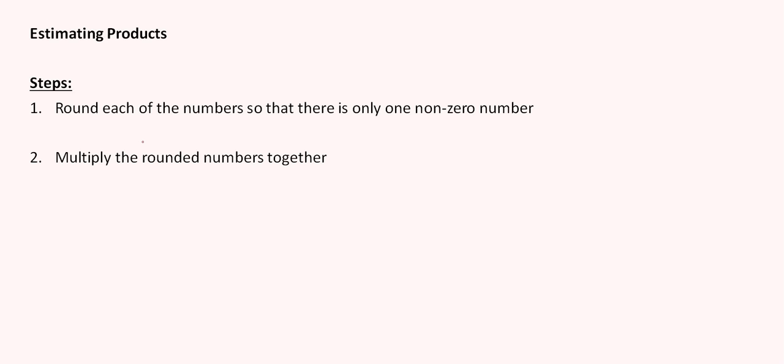So now, when we're trying to estimate products, the first thing we want to do is round each of the numbers so that there's only one non-zero number. Then multiply the rounded numbers together. When we say only one non-zero number, for example, let's assume that we have the number 235. What we're saying here is that when we round this number, there can only be one non-zero number, and that one non-zero number is going to be in this position, and every other number to the right must be a zero. So let's look at some examples together.